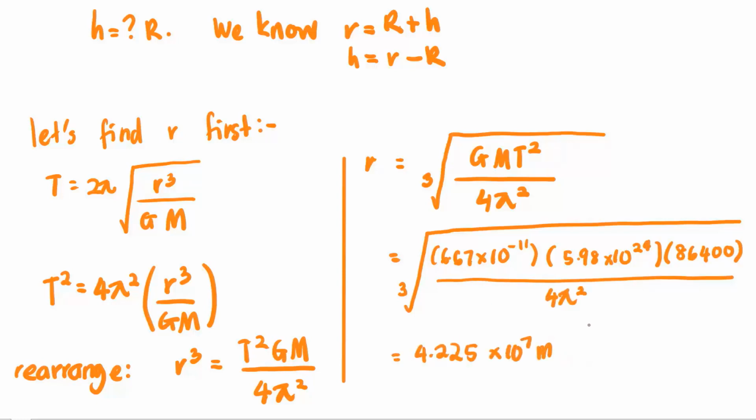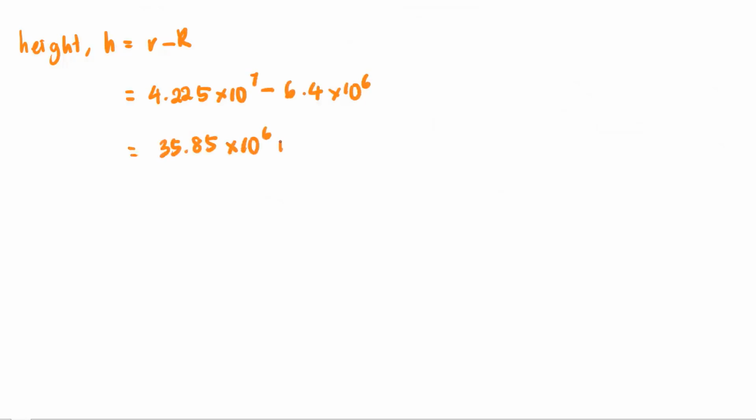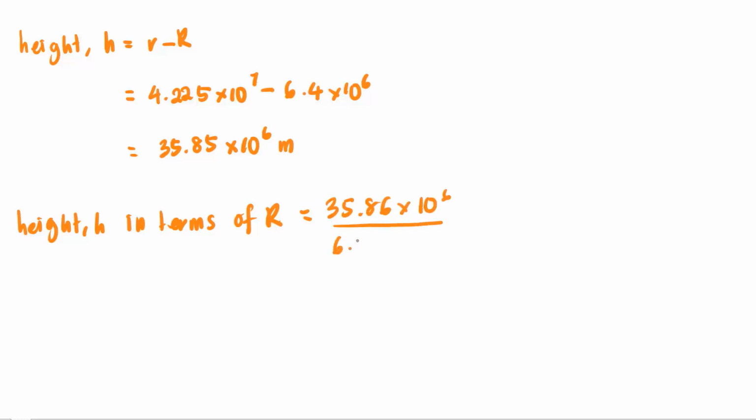But this is not the final answer because the question is asking for the height in terms of R. But first, let's get the value of h itself. Small r minus capital R. And the final answer is 35.85 times 10 to the 6th meters. So in terms of R, we have to divide by the radius of the Earth itself. And our final answer is 5.6 R.